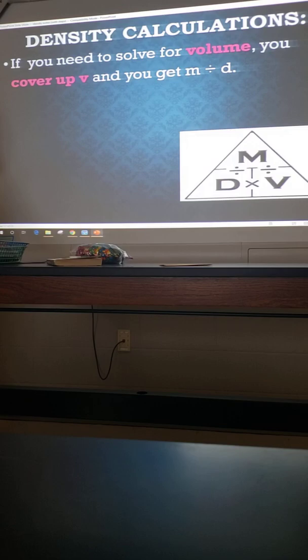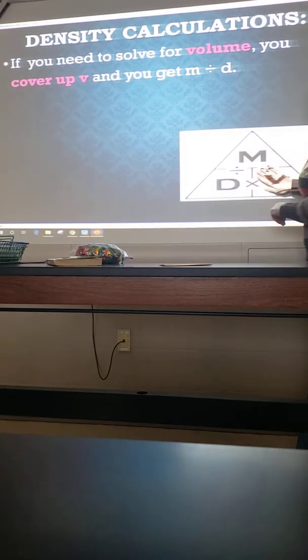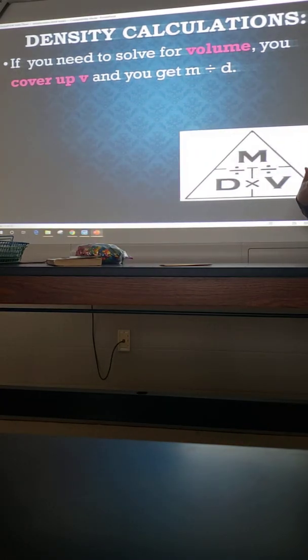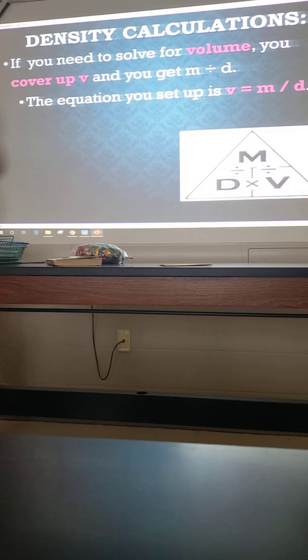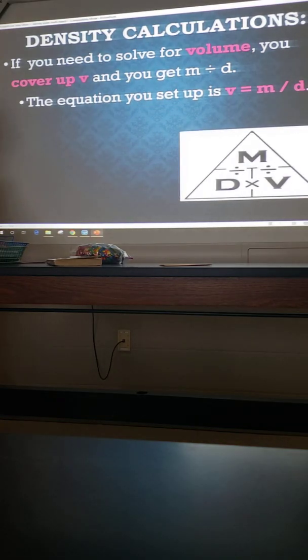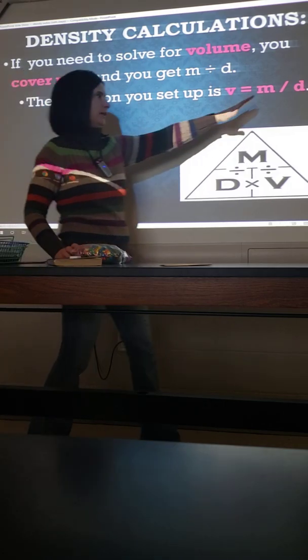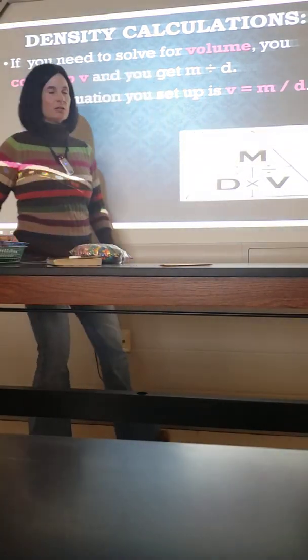Okay. So let's say again, you need to solve for volume. All you do is you cover it up, and on all your papers and on your test and everything, I'll always have this triangle. It will always be there for you. So it's not something that you're going to have to draw on there or remember. It'll be on there for you. So if I cover it up, then I'm getting mass divided by density, all right? So the way this looks when you write it out is V equals M divided by D. And again, my little line here means divide, right? That's like our fraction line.